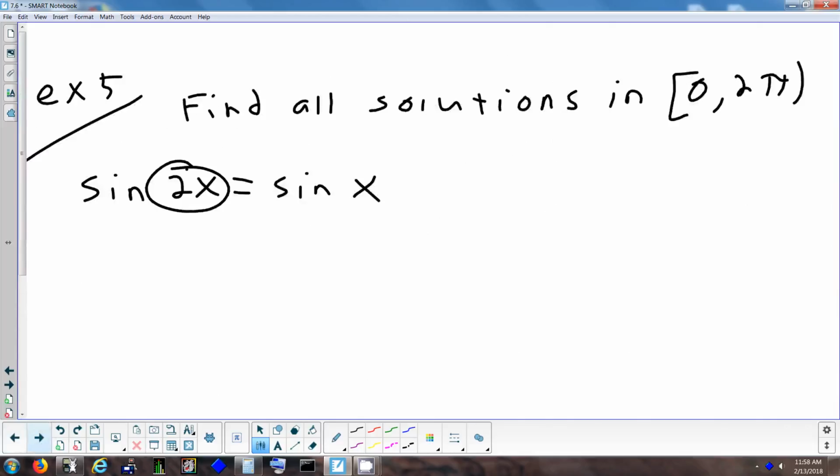Does anyone remember the identity for sine 2x? It's under the section that says double angle identities. Yep. It's 2 sine times cosine. Exactly. People, I want to make sure that we're okay with that. It's from yesterday, under double angle identities. You got it? Okay, so 2 sine cosine. And if you get that, this one's actually going to be the easiest one we've done so far. I promise.